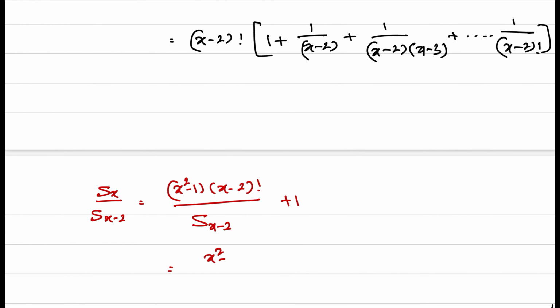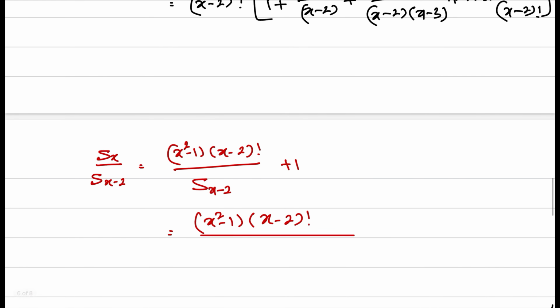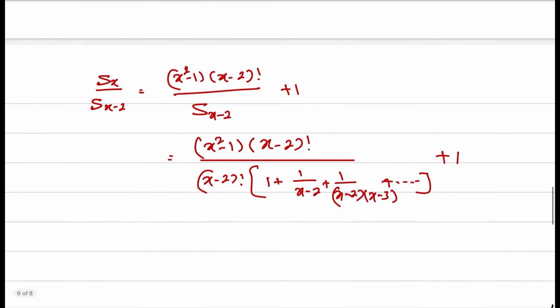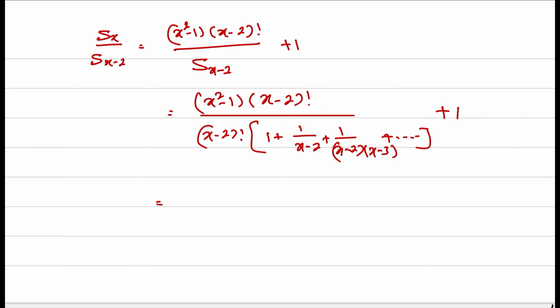X square minus 1 into x minus 2 factorial will be same. Sx minus 2, can we expand? That will be x minus 2 factorial into 1 plus 1 by x minus 2 plus 1 by x minus 2 into x minus 3 plus so on plus 1. Can we write like this? Then you cancel x minus 2 factorial on numerator and denominator.